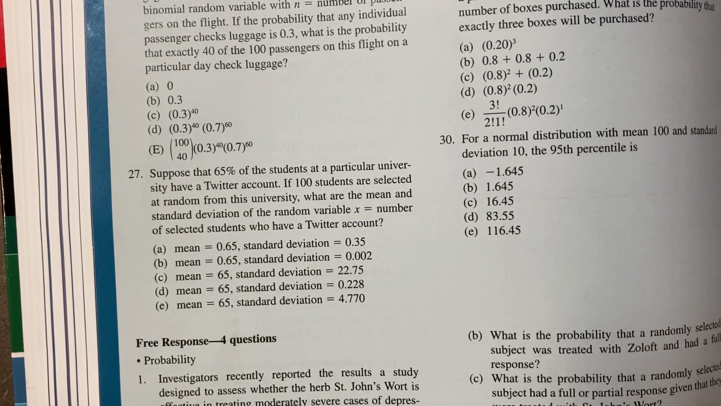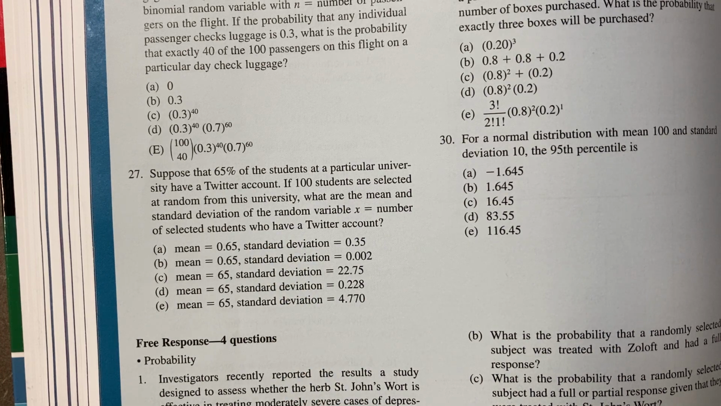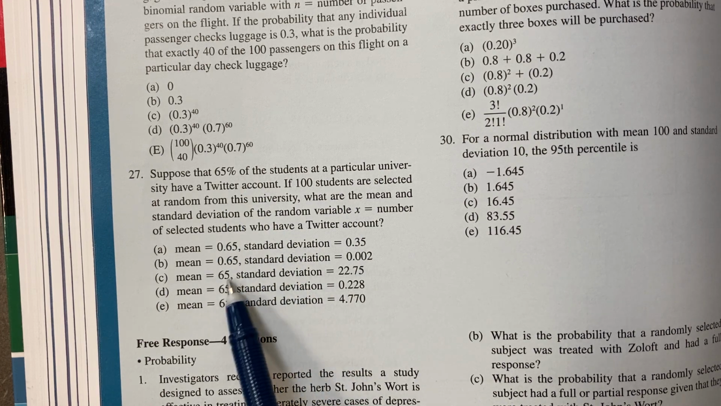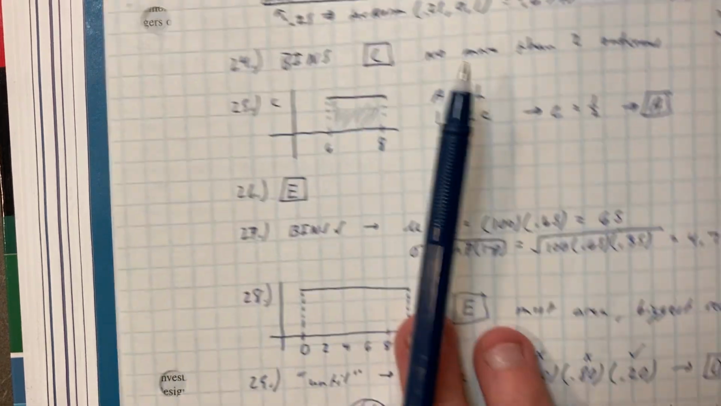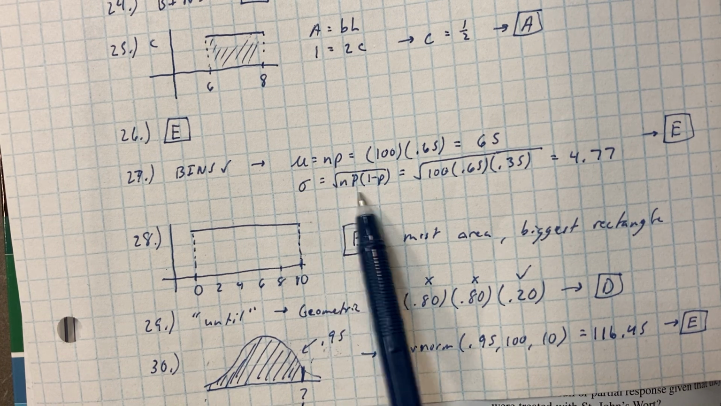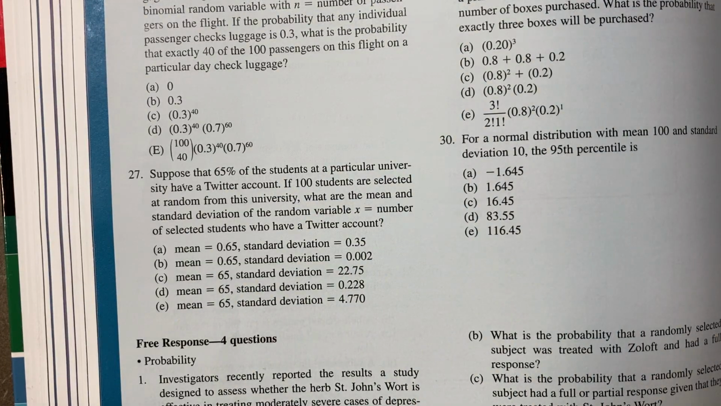All right, 27. 65% either have Twitter or do not have Twitter in a sample of 100. What is the mean and standard deviation? The expected value in a sample of 100 at 65% would just be 65. Okay, so C, D, or E. And then the standard deviation, you just do N times P to get that. The standard deviation is the square root of 27. Here's 27 right here. Average, standard deviation, you can see E is the answer. All right.